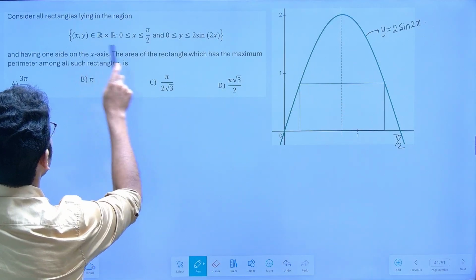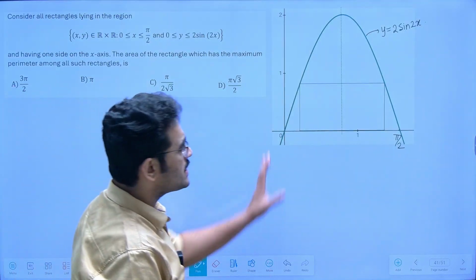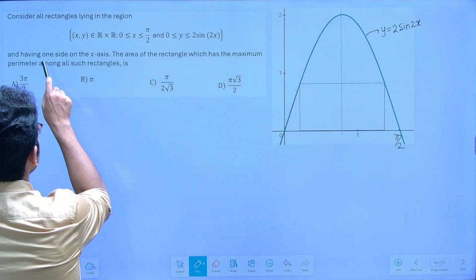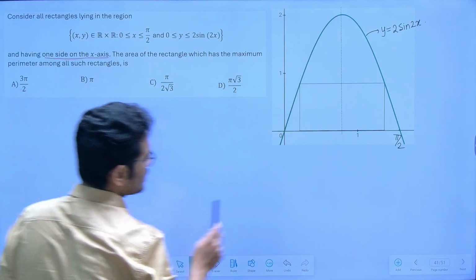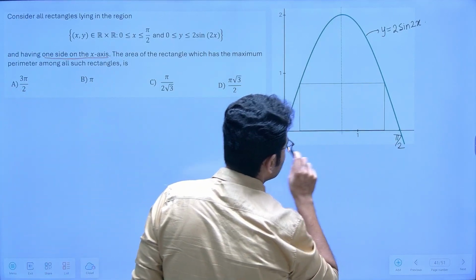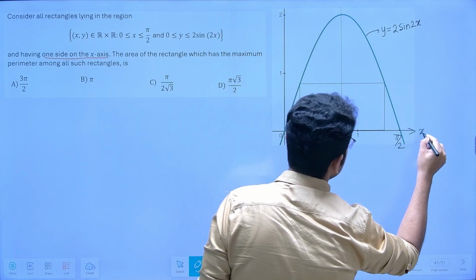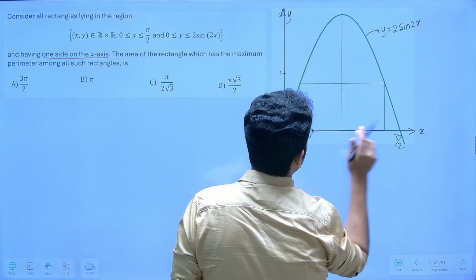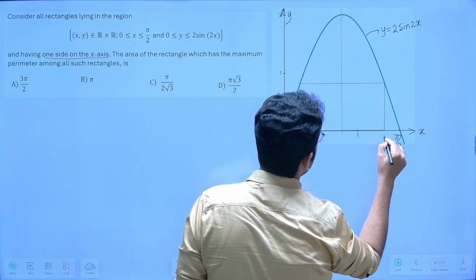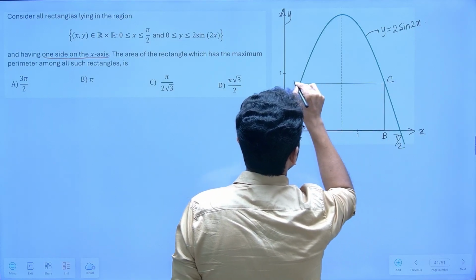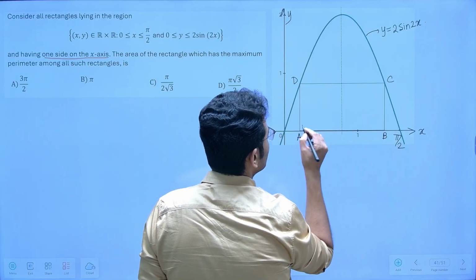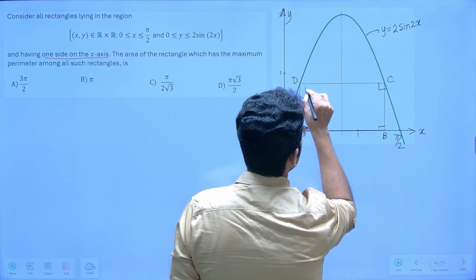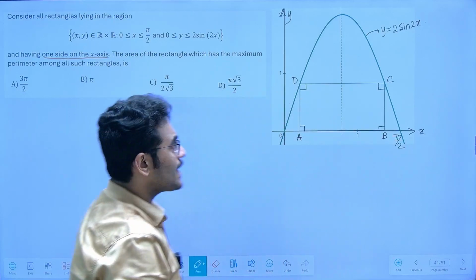And consider all rectangles lying in this region. So in this region we need to consider all the rectangles having one side on the x-axis. So this particular side is on the x-axis. So this is the x-axis and this is the y-axis. So one side of the rectangle, let us take the rectangle to be A, B, C, D. So AB is on the x-axis. This is 90 degrees.